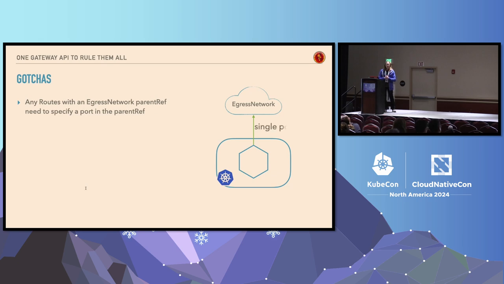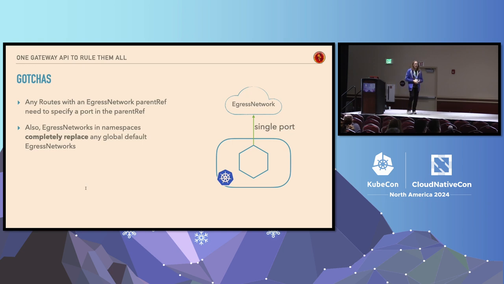Any route that has an egress network as a parent ref must specify a port. The port is optional in Gateway API, but it is not optional for this application. Because again, you really are not trying to say HTTP on any port is okay. Also, I mentioned the global default egress namespace. Any egress in your local namespace will completely override the global stuff. It is not an overlay, it's not a composite, it just replaces it. It's much easier to reason about that way, but it's occasionally a gotcha.